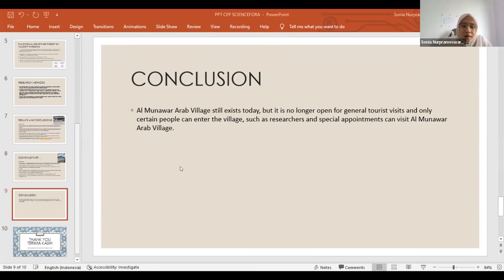Okay, the conclusion: Al-Munawar Arab village still exists today, but it is no longer open for general tourist visits, and only certain people can enter the village, such as researchers and those with special appointments who can visit Al-Munawar Arab village.